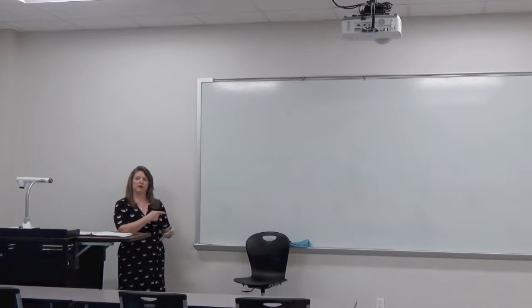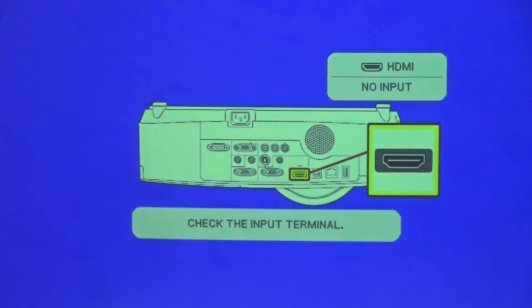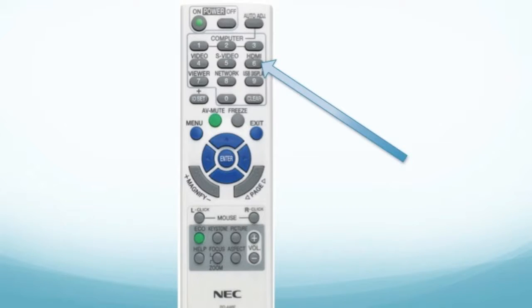As it warms up, it'll get brighter on the screen here, and you're going to see a message that says HDMI input. If for whatever reason it does not say HDMI when it warms up, you do need to press the number 6 on the remote. It is clearly labeled HDMI. When you are in HDMI mode, everything else is controlled from the HDMI switcher that is located in your lectern.